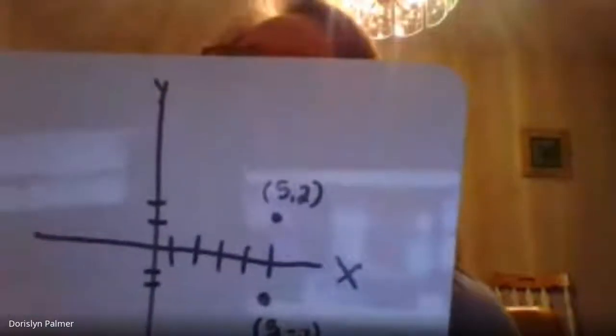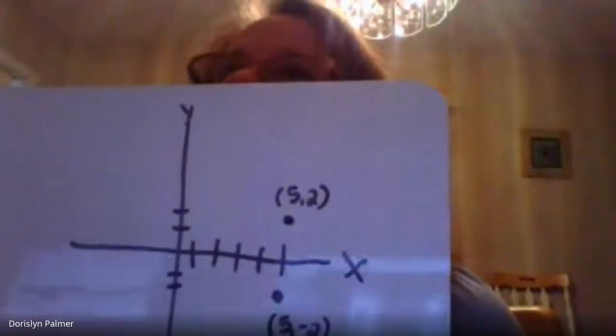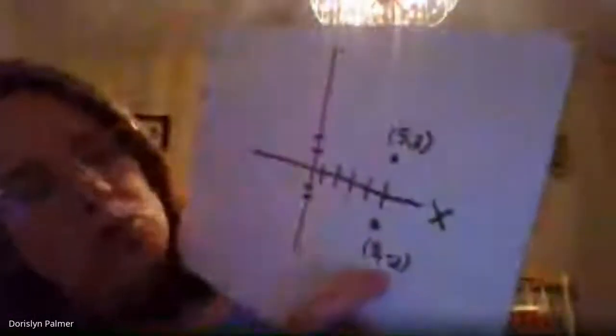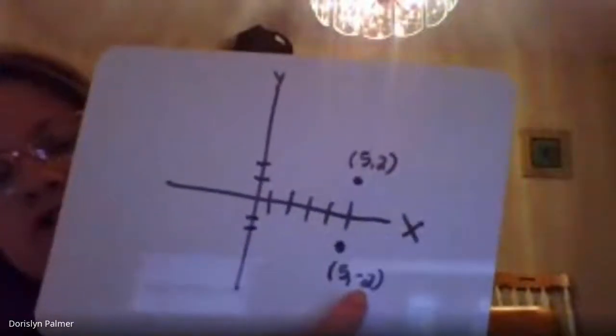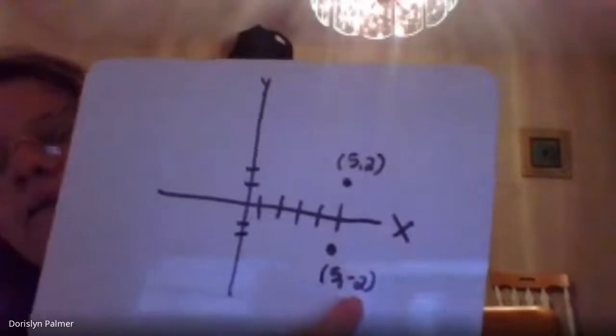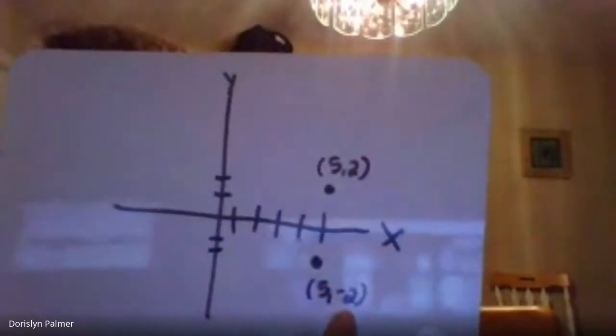So if you reflect a point over the x-axis, your x value stays the same, but your y value changes to the opposite of whatever sign you had. Okay? Let's take a look at number two, where they're probably going to have us flip something over the y-axis. Okay? So number two, we start with the point negative 6, 8.